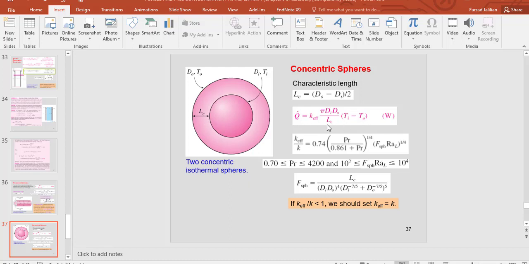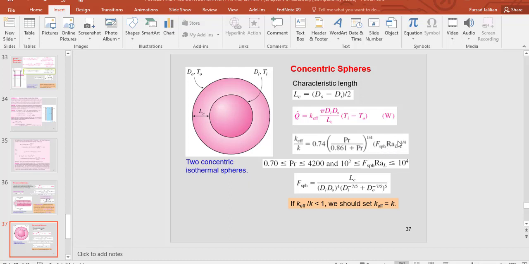We can use this equation like for the concentric cylinders. Again, as you can see here, we need to find this K effective. K effective again can be found by this equation. K is the thermal conductivity of the fluid, which can be found from the table. Again, for the average temperature, Ti plus To divided by 2, you should find the thermal conductivity for that. Also Prandtl number for that value of the temperature.